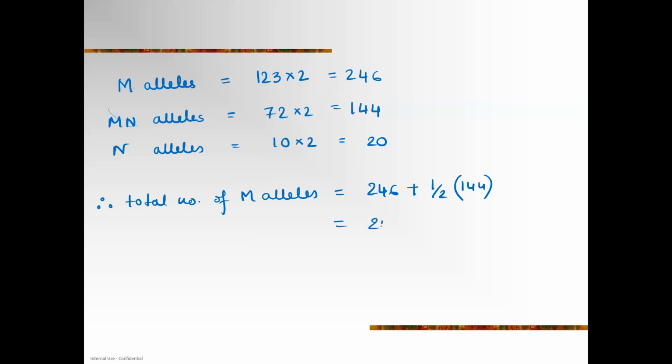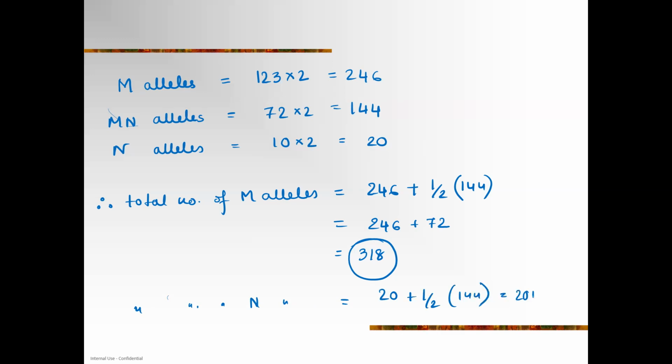So this is equal to 246 plus 72. Yes or no? Which is equal to 318. So total number of M allele becomes 318. Same way, total number of N alleles will be what? 20 plus half of 144, which is equal to 20 plus how much? 72, which is equal to 92. This is also one part.